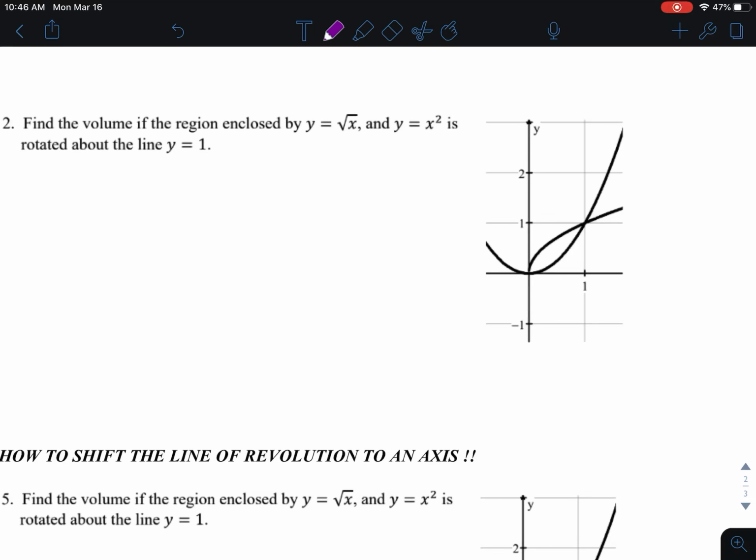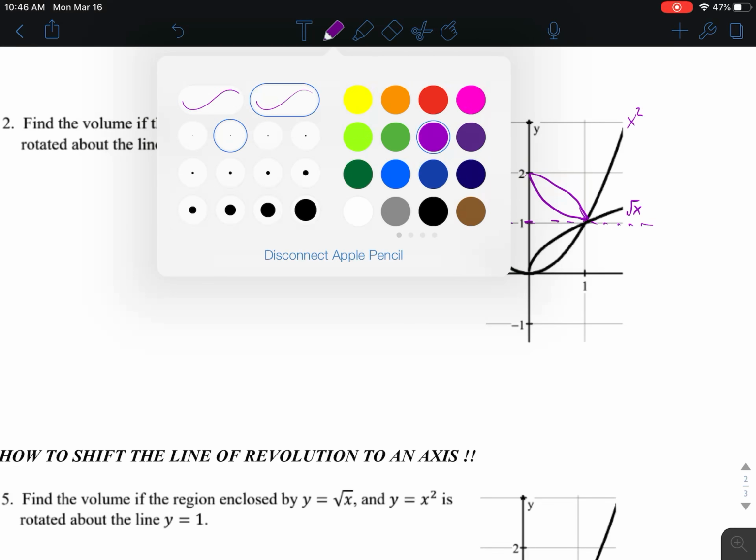This is the region. Here's x squared. Here's radical x. The line y equals 1. Here's y equals 1 right here. So now if we rotate this, and actually rotate kind of upward, this is going to end up like that. It's going to end up like that.